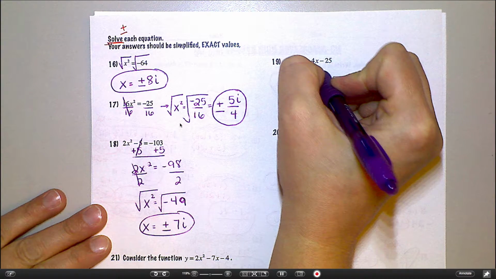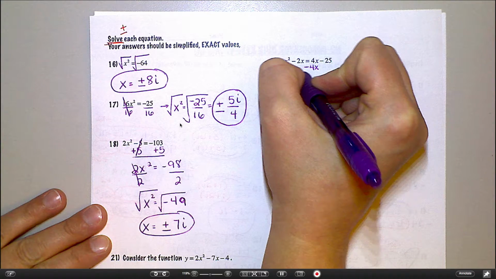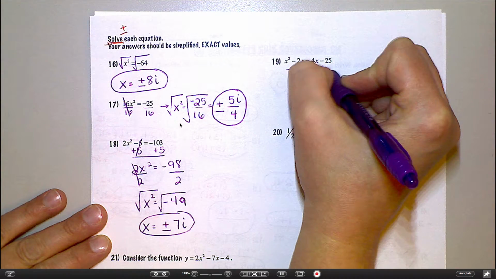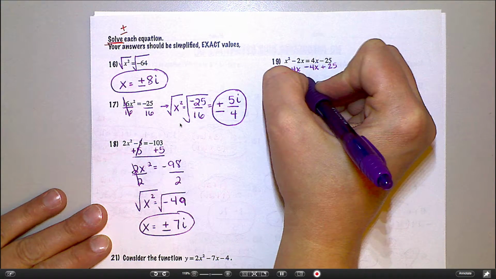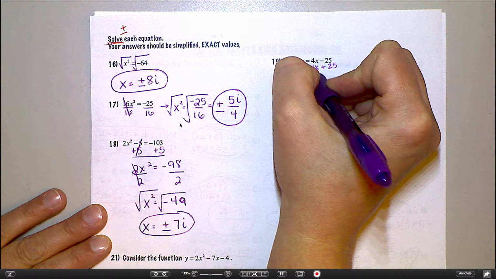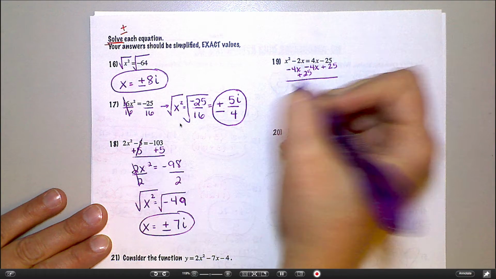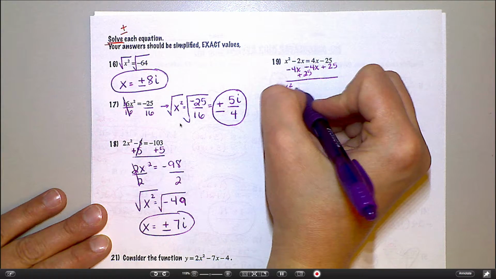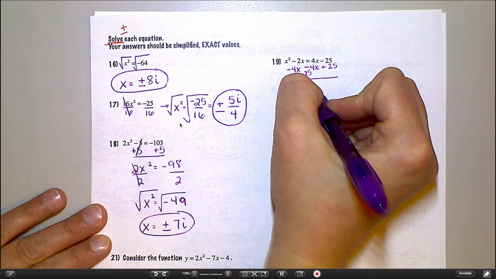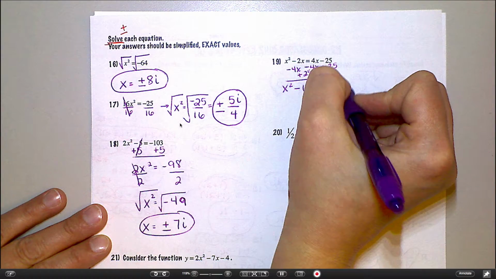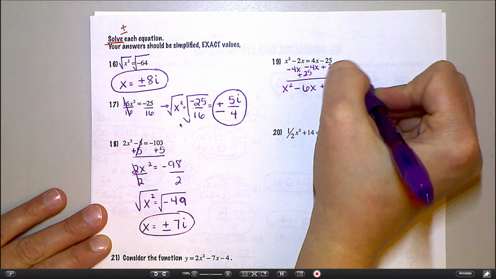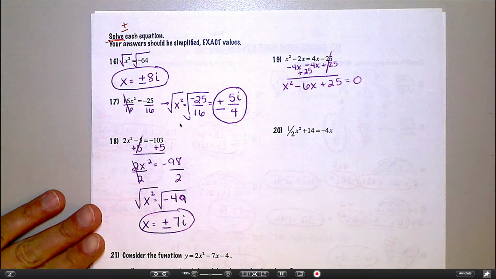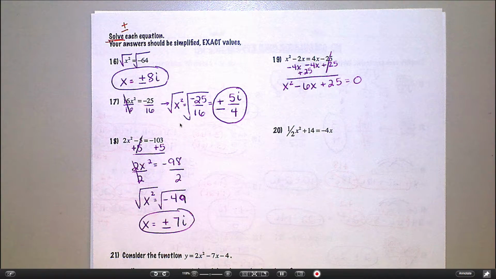So I'm going to subtract 4x, and I'm also going to add 25, and my plus 25 is going to just kind of tack onto the end here. So what that's going to give me total is x squared, negative 2x minus 4x is negative 6x, and then plus 25 equals 0. Okay? Now I'm going to go with quadratic formula.